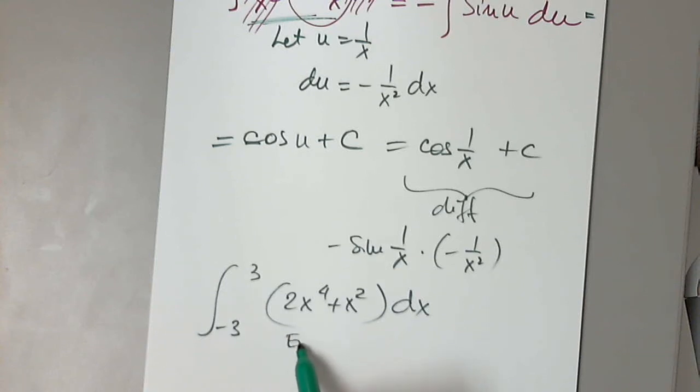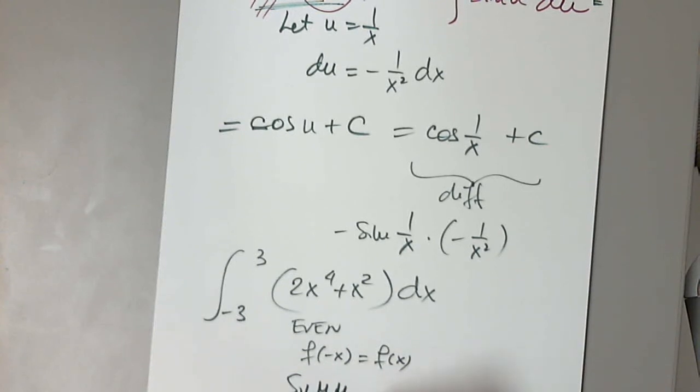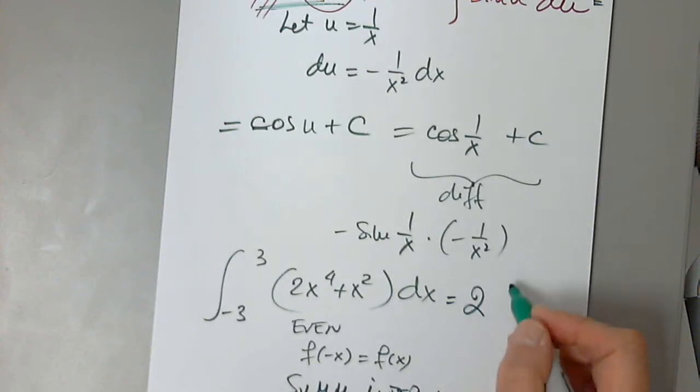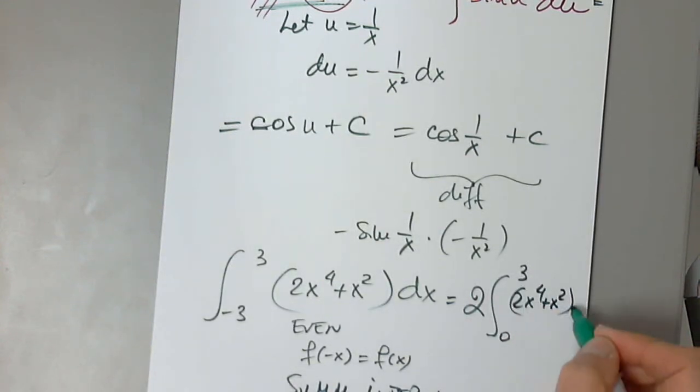Since the function is even, how do I know? Well, plug in -x, you will get the same thing as f of x. Nothing will change. If you replace x by -x, nothing will change, so the function is even, and the interval is symmetric. Yes, I would write twice the integral from 0 to 3 of 2x to the 4th plus x squared dx.